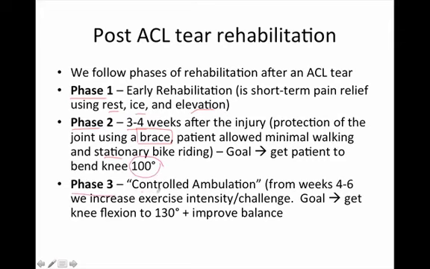Phase 3 is what we call controlled ambulation. This is a period from 4 to 6 weeks where we increase the exercise intensity and the challenge, with the goal being to get that flexion to 130 degrees and to improve their balance.